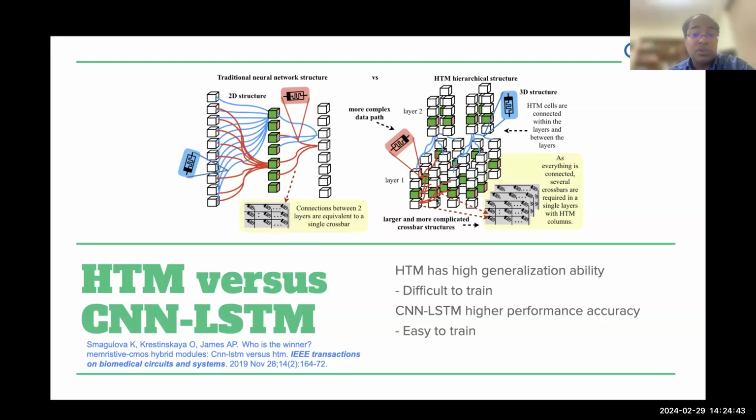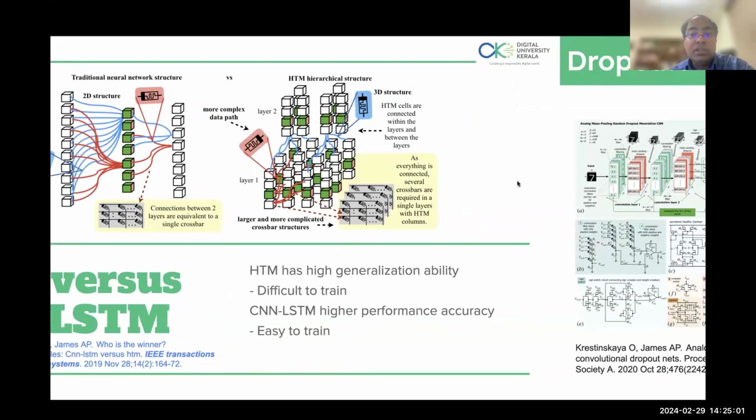Another thing is we also did some comparison on HTM and CNN to see the generality and how the systems work. HTM like networks are fairly generalized, but they are relatively harder to train. Whereas CNN, LSTM kind of networks, which are planar, can be much easier to train with backpropagation.